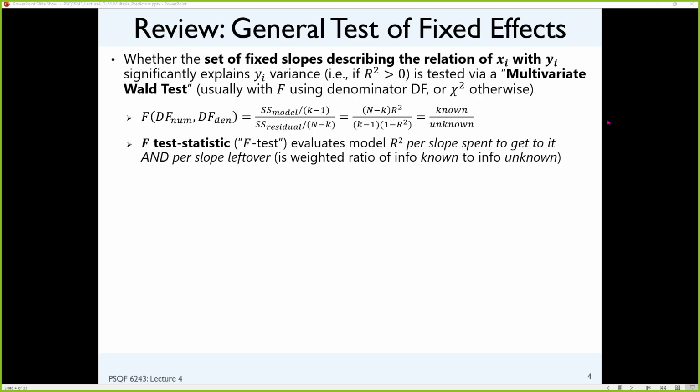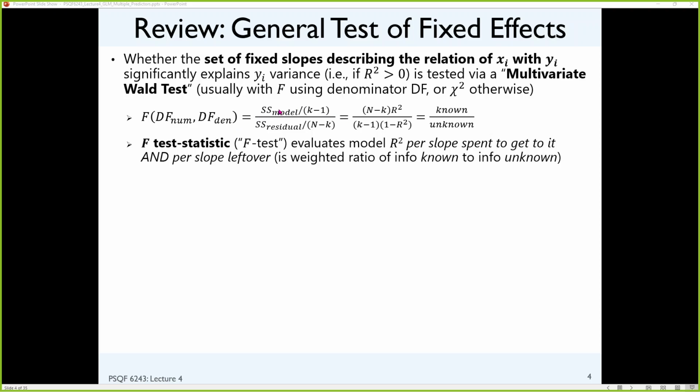In terms of general hypothesis test, when you have more than one slope, besides just looking at what happened with each slope, we also want to pay attention to how well they work together to capture information in y. So that gets us to a different test statistic known as F. So F looks like this. You have to know how many slopes are in your model. That's degrees of freedom numerator. How many more slopes you could possibly add. That's degrees of freedom denominator.